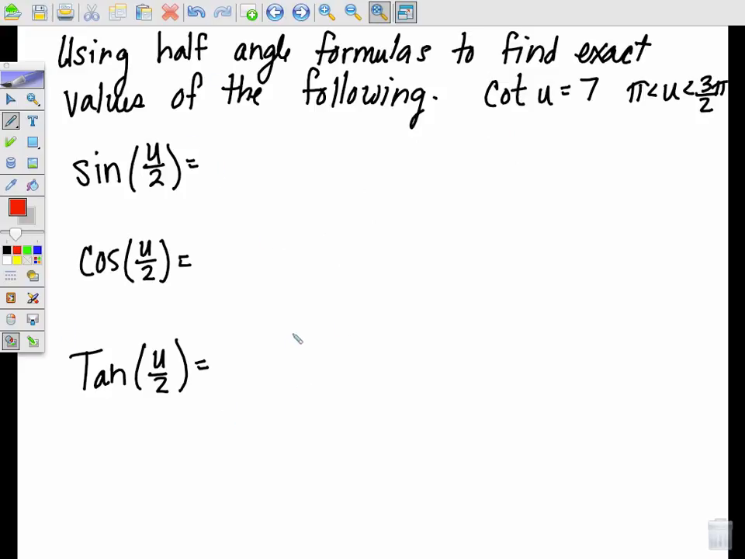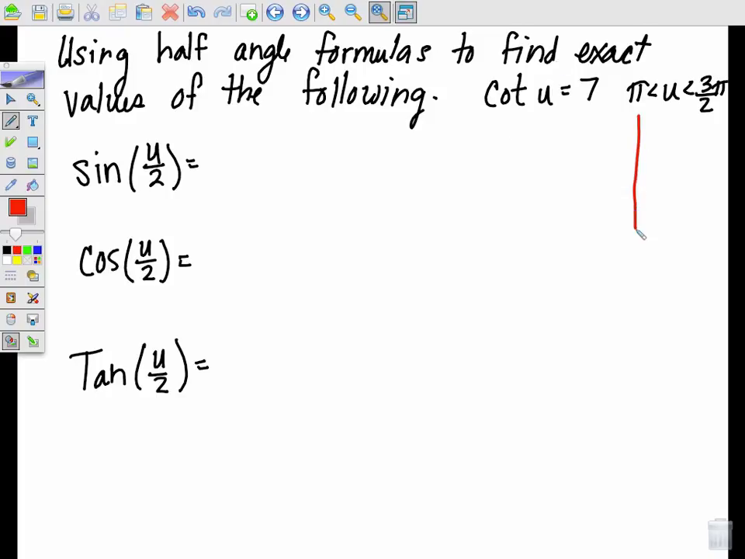All right, in this next problem, I'm going to go ahead and set it up for you, but have you pause and try to attempt the problem so that you can see if you can get through it. We're using half angle formulas to find the exact values of the following. What we know is that cotangent of the angle is 7, and our angle is between pi and 3/2 pi.